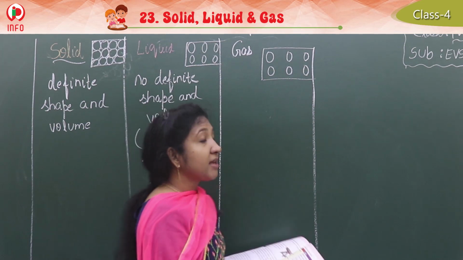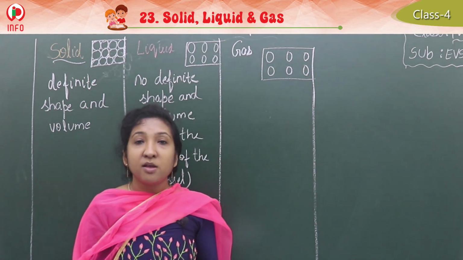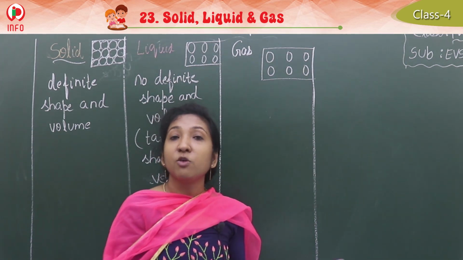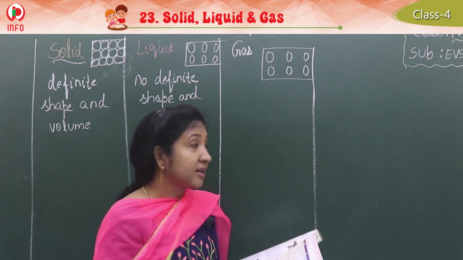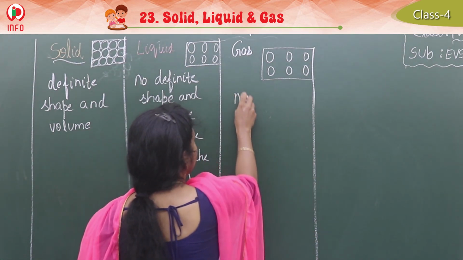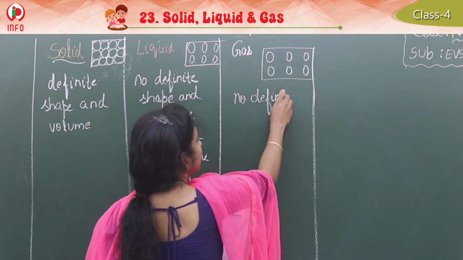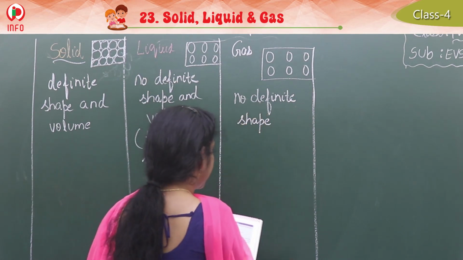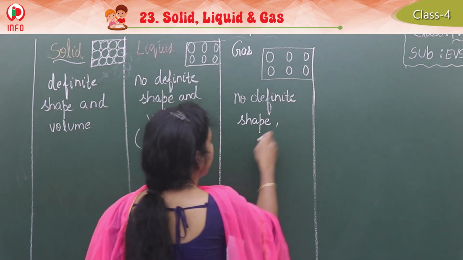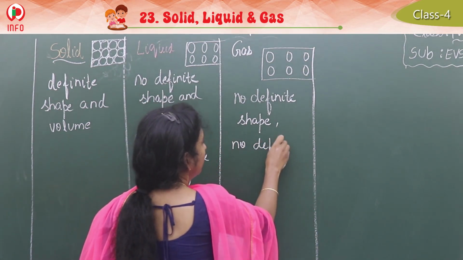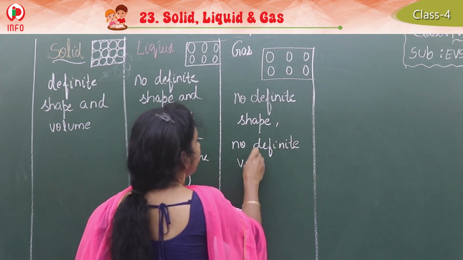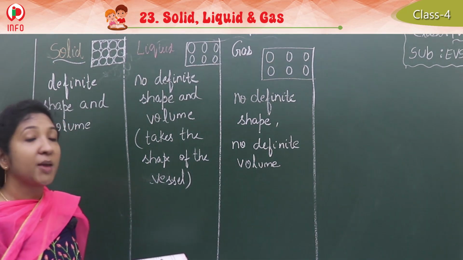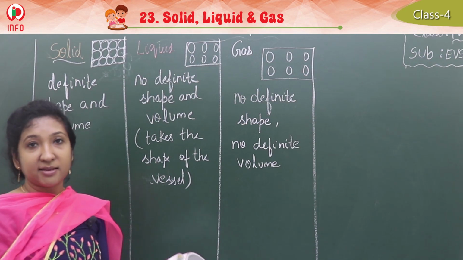But in gas, the molecules are so free to move. The space in between them is more, so they are more free to move. There is no force of attraction between the molecules, so no definite shape. They don't have any shape at all. And what about volume? No definite volume also, because they are free to move. So no definite shape and no definite volume for gas.